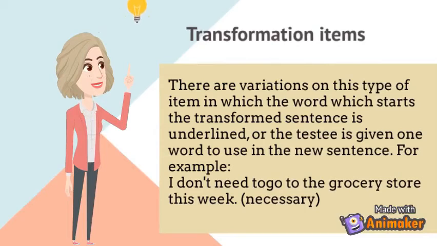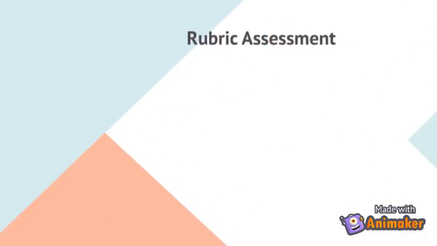There are variations on this type of item in which the word which starts the transformed sentence is underlined, or the tester is given one word to use in the new sentence. For example, I don't need to go to the grocery store this week.